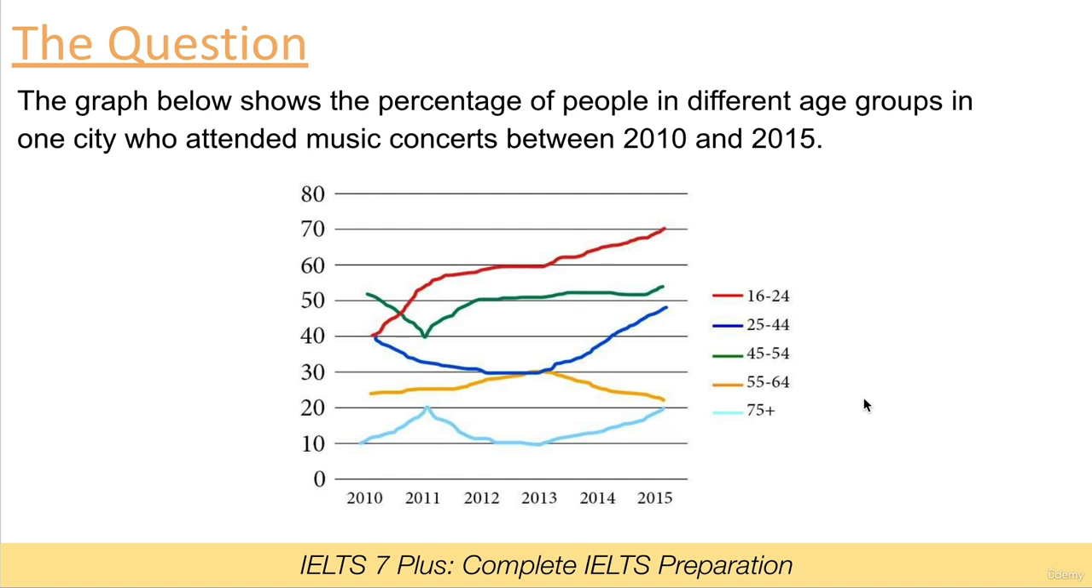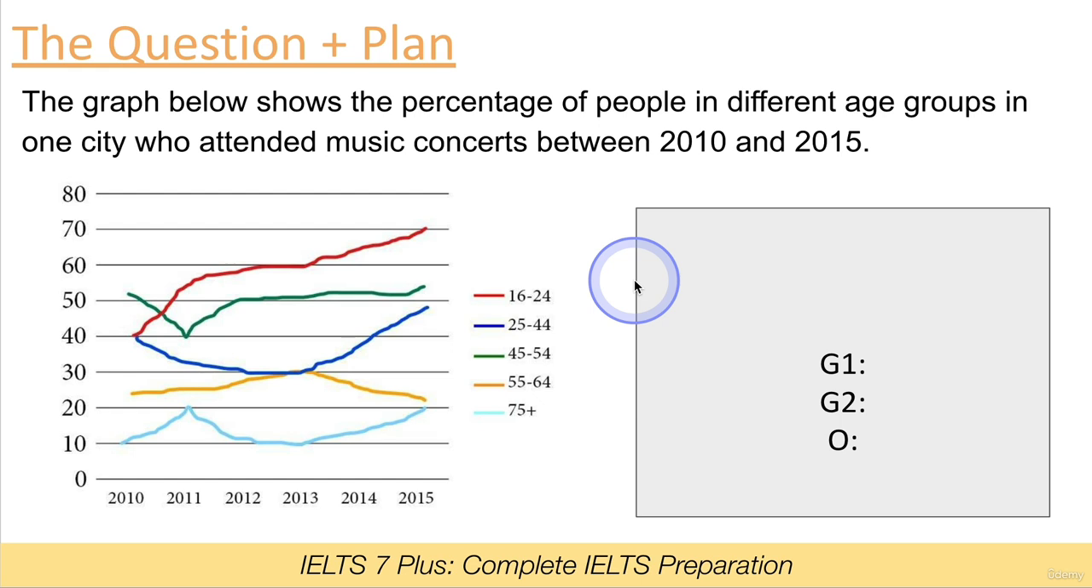Okay, are there any trends or overviews that we can think about here? Well, towards 2015, most groups, apart from 55 to 64, were increasing their percentage of who was attending the concerts. They were all increasing apart from this group. So with that in mind then, let's think about our plan.